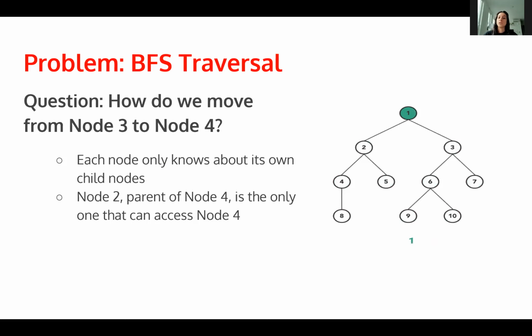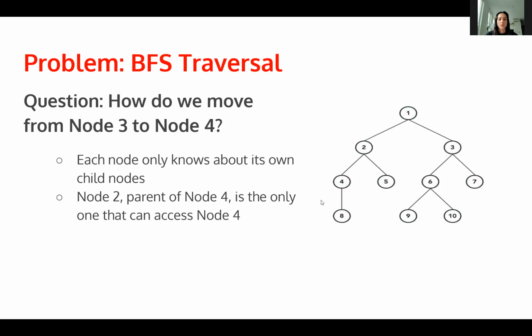So each node only knows about its own child nodes. So for example, node 2 knows about 4, 5, and eventually 8. And node 3 knows about 6, 7, so on. But node 3 does not know where node 4 is or how to get there. So can anyone tell me how we would be able to implement a breadth first search? What a good way would be to do it? It's a little tricky.